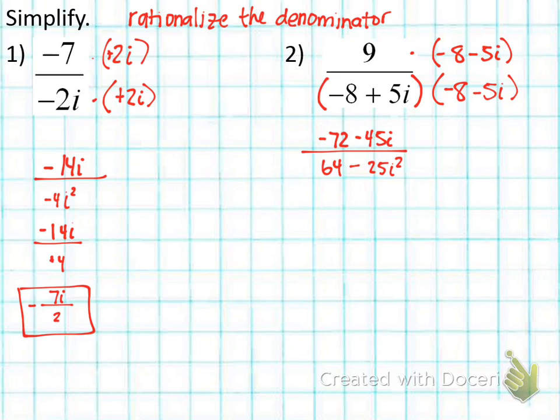That's the trick I taught you a couple weeks ago. It's the shortcut. Okay, numerator stays the same. There's nothing I could do with the numerator. Negative 72 minus 45i. Denominator, I squared over here becomes negative 1. Negative 1 times negative 25 is positive 25.